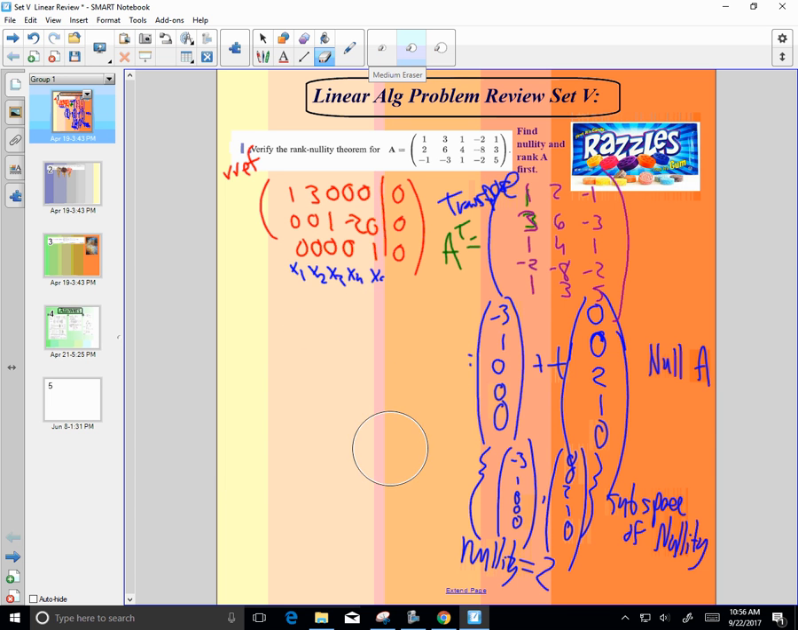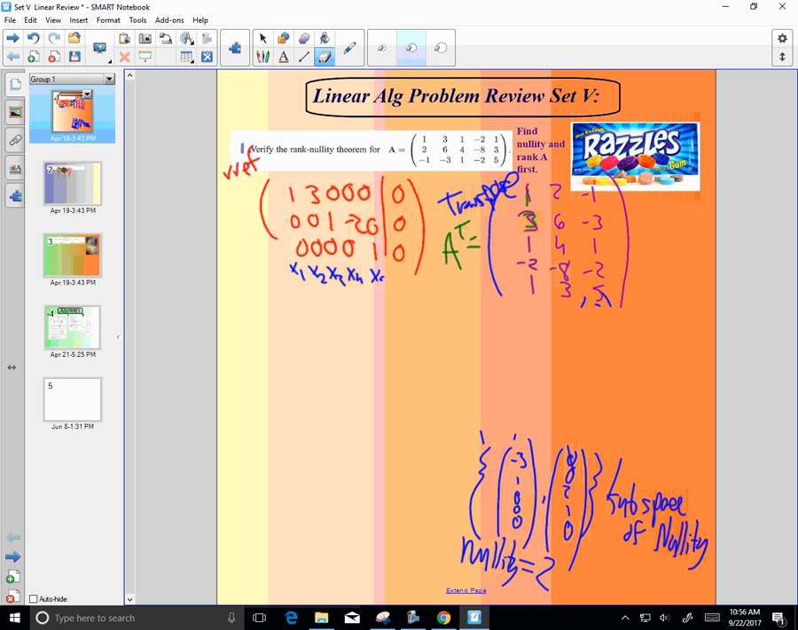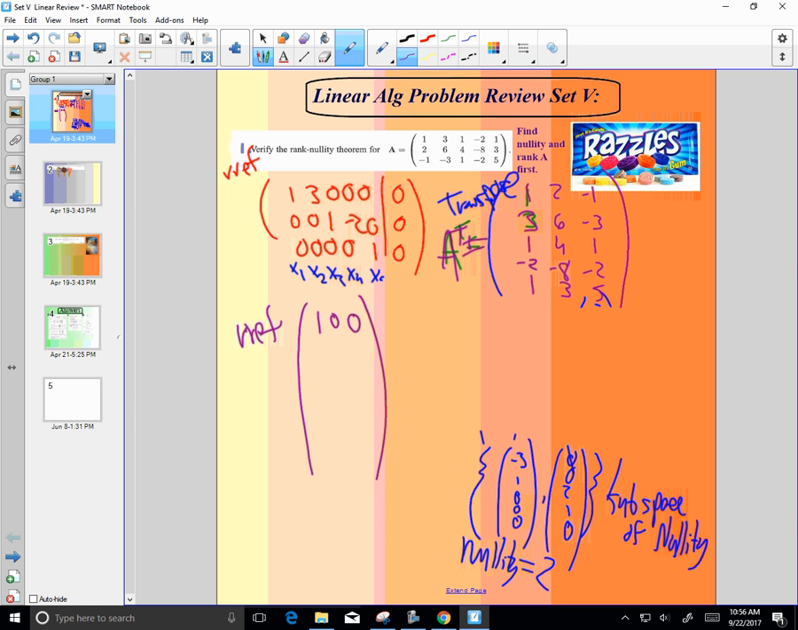Give that a try. Reduced row echelon form for the transposed, A transposed. So reduced row echelon form for the transposed one. I want to see if your calculators are going to do it.